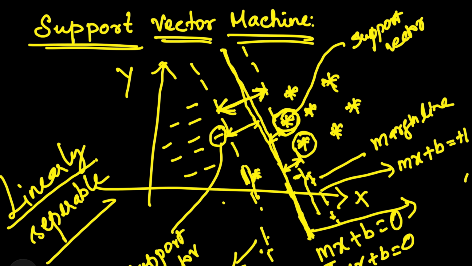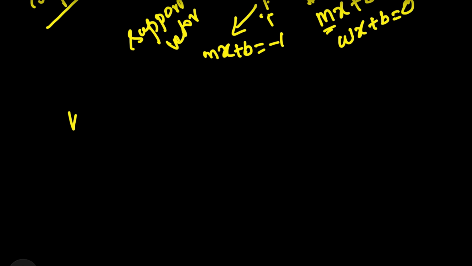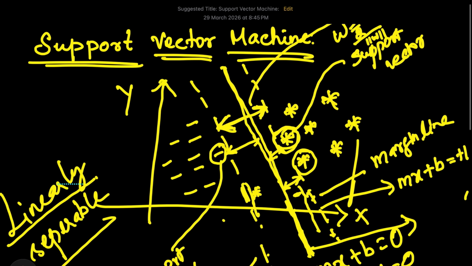What is the width that can be defined for this axis? So here we can write this width, which is actually predefined. The width can be written as 2 divided by the magnitude of the vector W. This is how I can write the width. That width can be defined as 2 divided by the magnitude of the vector. This is how I can define the width of the margin lines, both left and right margins all together.